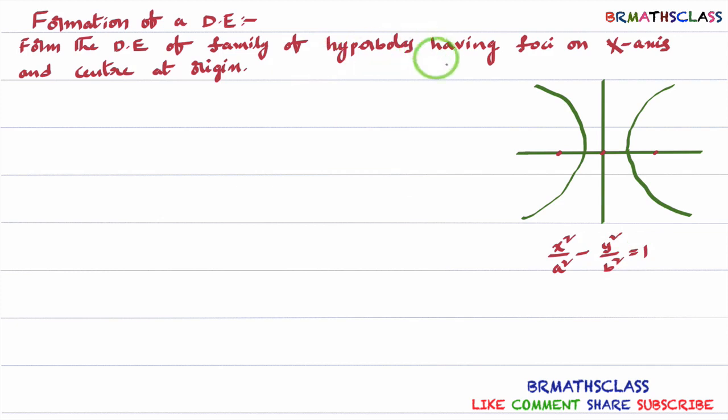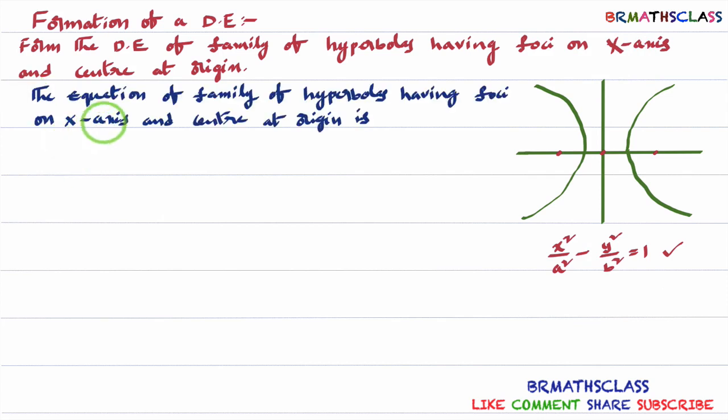If the family of hyperbolas has foci on y-axis, then the equation of hyperbola is x square by a square minus y square divided by b square equal to minus 1. But for this problem, the family of hyperbolas having foci on x-axis and center at origin, the equation of hyperbola is x square divided by a square minus y square divided by b square equal to 1. If the foci lie on y-axis, then also the procedure is the same. So first I'll write the equation of the family of hyperbolas whose foci are on x-axis and center at origin.